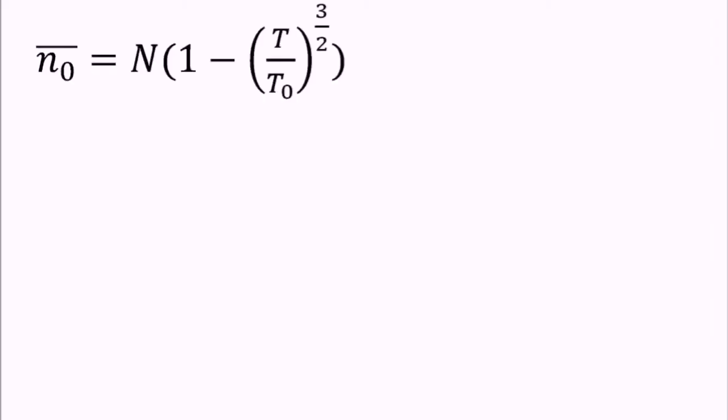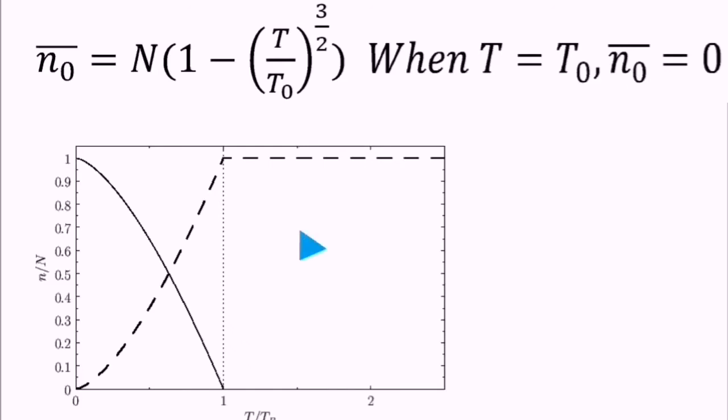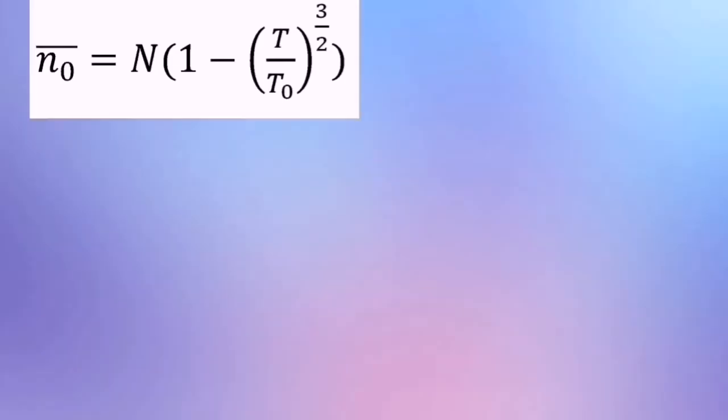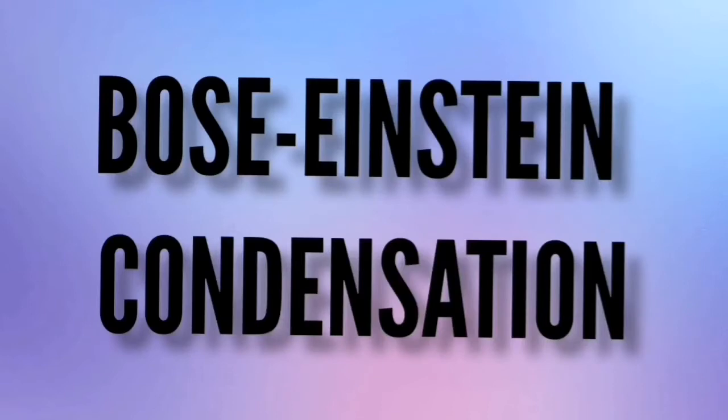Below the critical temperature, the number of particles in the ground state is given by N0 equal to capital N times 1 minus (T/T0) to the power 3/2. But we see that at the critical temperature there are no particles in the ground state, and as the temperature decreases and tends to 0, almost all the particles move into the ground state. The particles condense together in the ground state, and this phenomenon is called Bose-Einstein condensation.